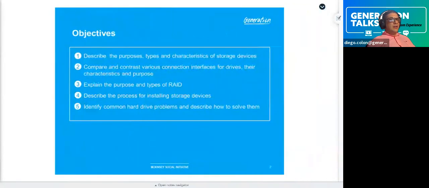Overall, by the end of this session, we want to be able to describe the types and characteristics of these storage devices, compare and contrast the various connection interfaces within these drives, and the purpose and characteristics. Explain what RAID is, and no, it's not the roach repellent. This is an actual type of technology.